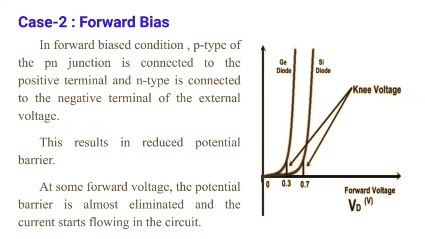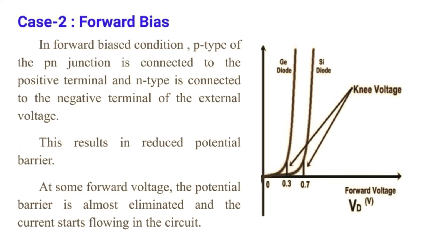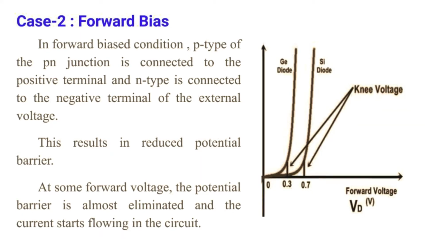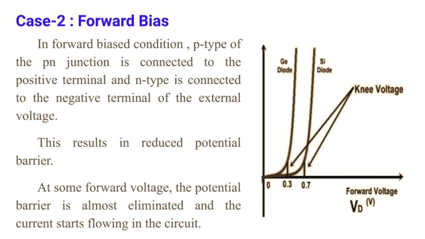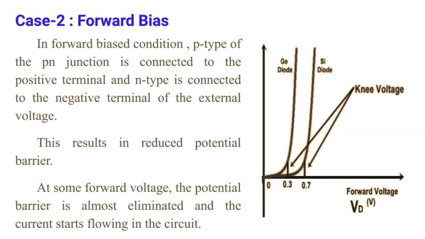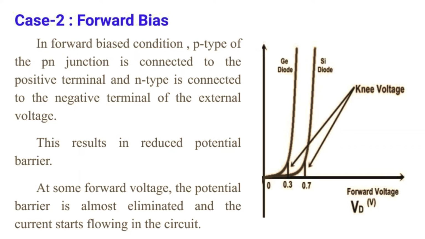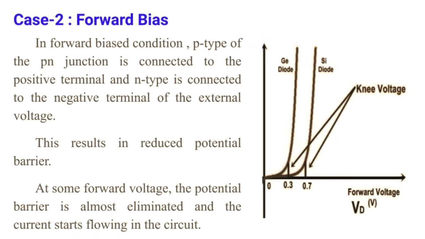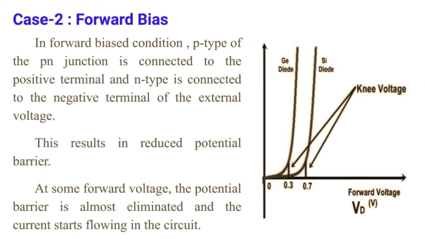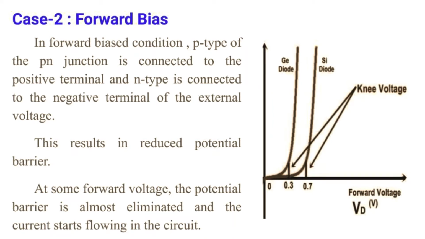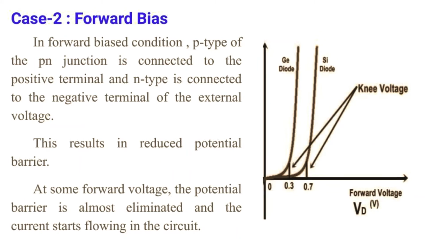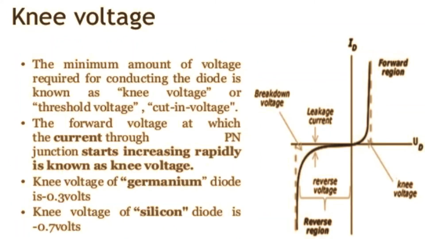Case 2, forward bias. In forward bias condition, P type of the PN junction is connected to the positive terminal and N type is connected to the negative terminal of the external voltage. This results in reduced potential barrier. At some forward bias voltage, the potential barrier is almost eliminated and the current starts flowing in the circuit. So the diagram is a typical forward bias characteristics of a diode.